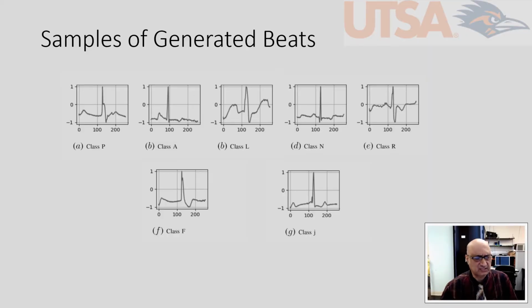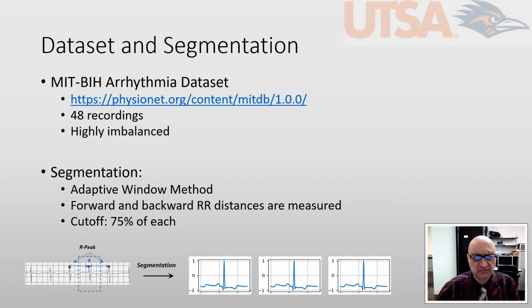In this slide, some samples of generated synthetic ECG signals are shown, for 7 classes, and as can be seen, the pattern in each class is very different from the other classes. The dataset that we use in this study is the MIT-BIH Arrhythmia dataset. This dataset is available on the PhysioNet website. It has 48 records and is also highly imbalanced.